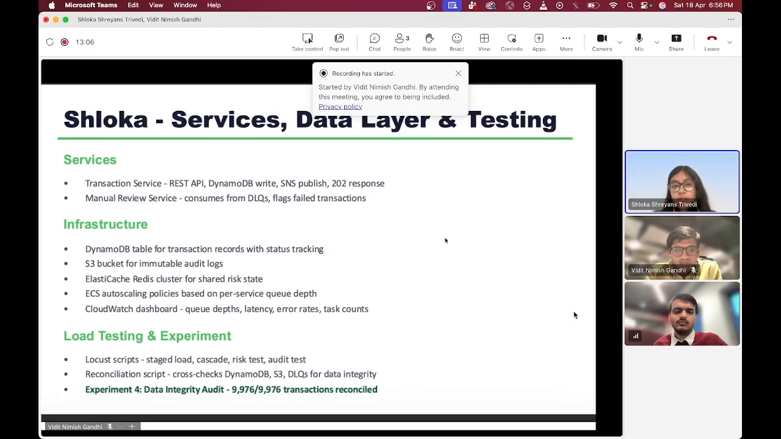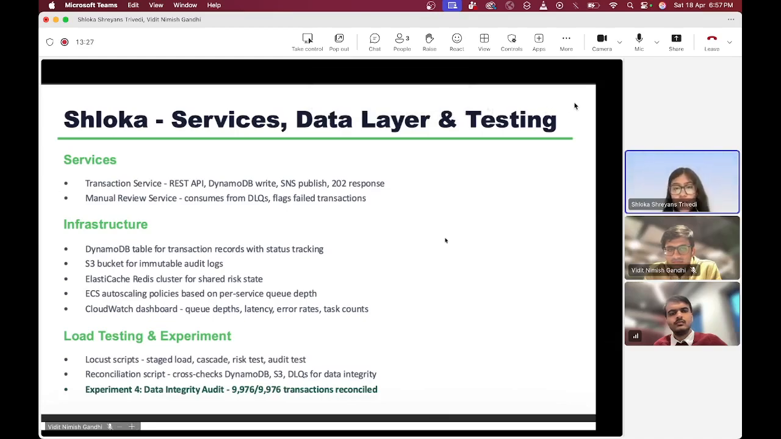The transaction service is the entry point for all the trades. It accepts a POST request which passes through the ALB, validates the payload, writes the transaction to DynamoDB with a pending status, and then assigns a priority based on the transaction amount. Anything over $10,000 is set to high priority, over $50,000 is critical, and it publishes the event to the SNS with that priority metadata and returns 202 accepted. The entire round trip takes about 130 milliseconds under normal load.